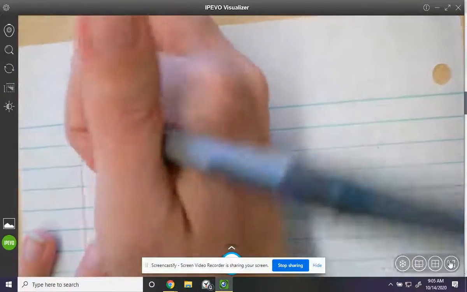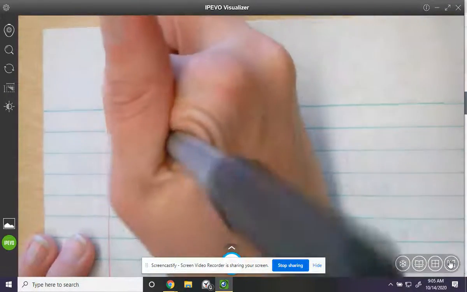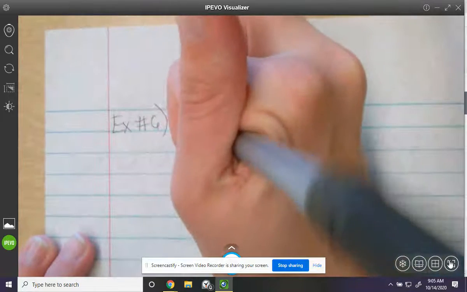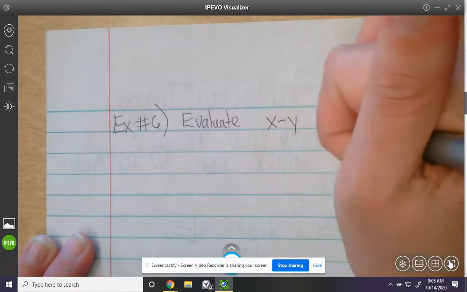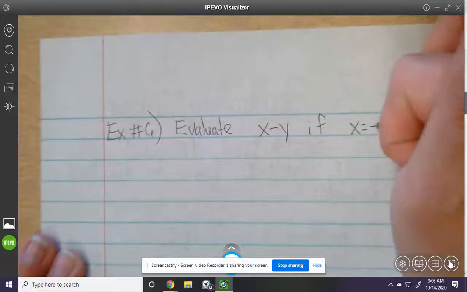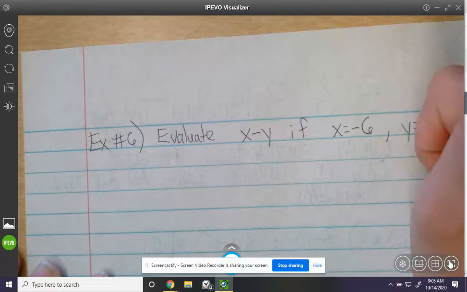All right. Then in this chapter, they like to throw in variables that you have to substitute. So example number, I've already forgot, 6. It's going to say evaluate x minus y if x equals negative 6 and y equals negative 5.